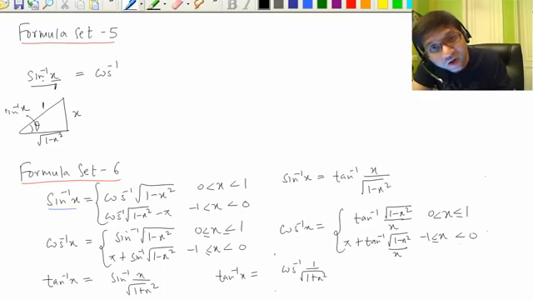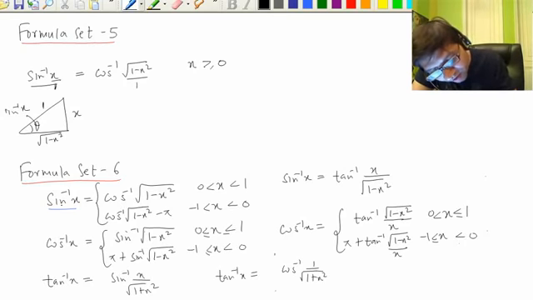Now we want to write the same angle in cos form. What will be the cos of it? Cos will be base over hypotenuse, that is root of 1 minus x square over 1. That's how we convert. For positive values it is fine. But sin inverse and cos inverse are different families, different categories, so this problem will come.